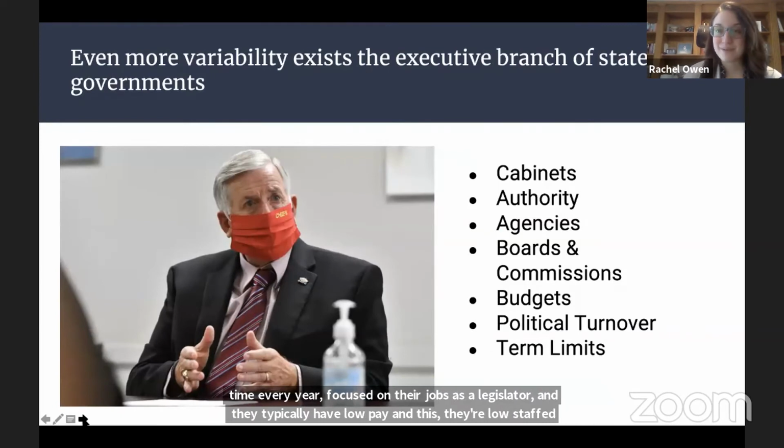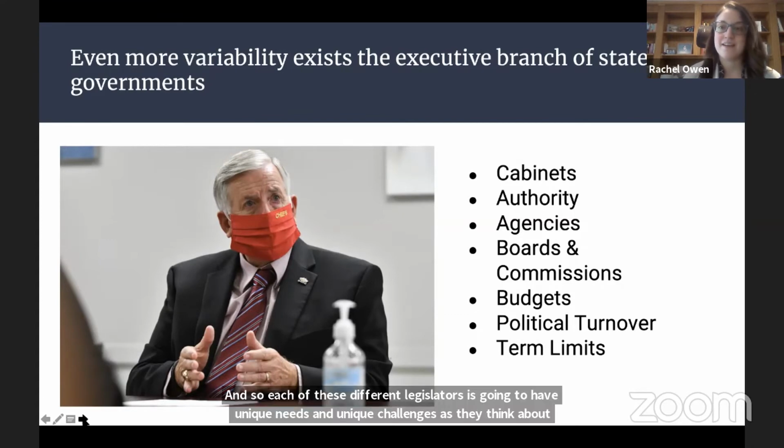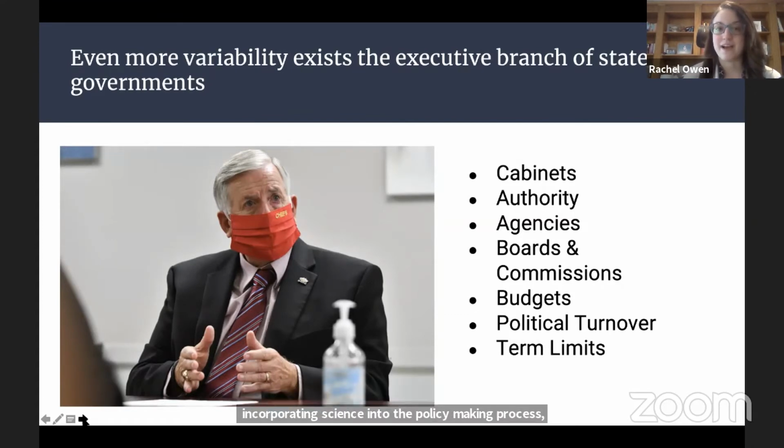The executive branch of states have even more variability in who makes up the governor's cabinet, the authority that the executive branch has, the agencies, different boards and commissions, the budgets that they have at their state, the balanced budget rules that they have at their state, political turnover, term limits, and all of these different variables are going to affect how a state can keep scientific information and knowledge within their state government and where a fellow might be able to add in information.